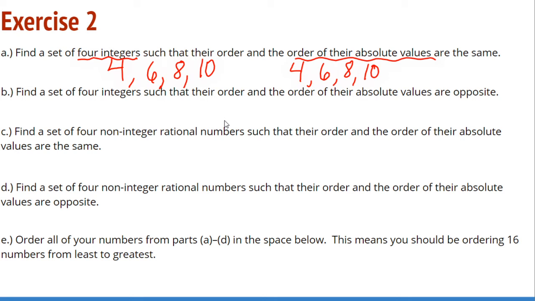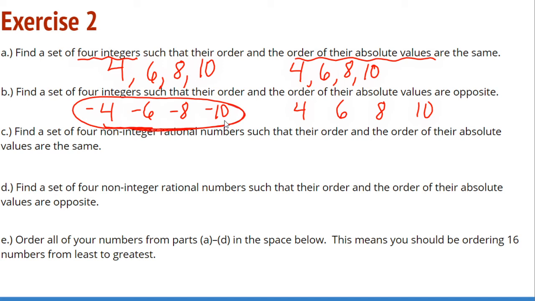Find a set of 4 integers such that their order and the order of their absolute values are opposite. Go ahead, pause, and think about that. Well, what if I do -4, -6, -8, and -10? Their absolute values are 4, 6, 8, and 10. If I put them in order from least to greatest, I would actually have to reverse the order of the integers here. Their absolute values are already in order from least to greatest.